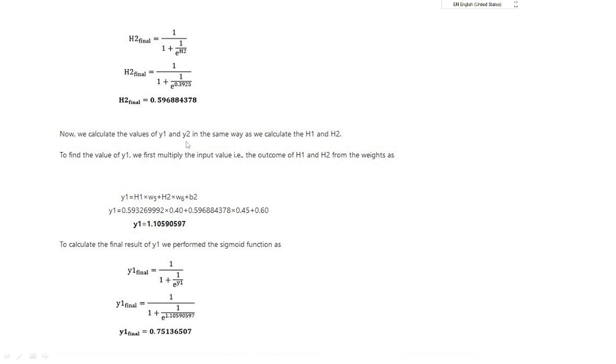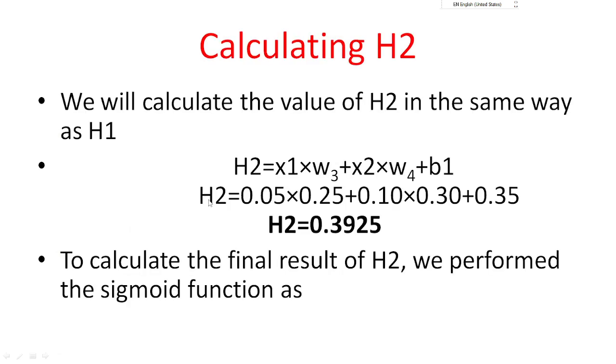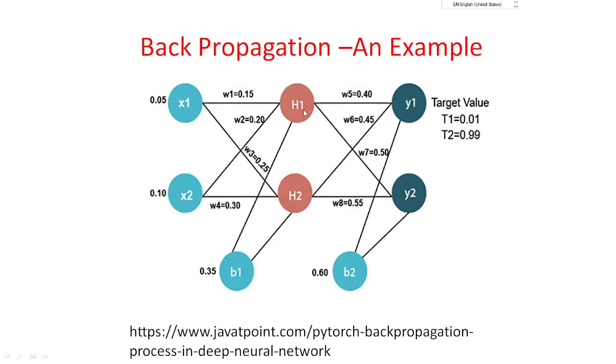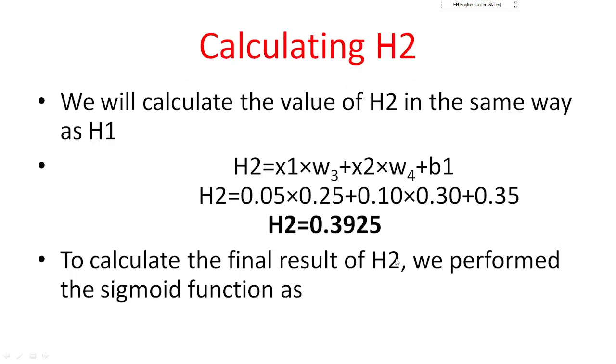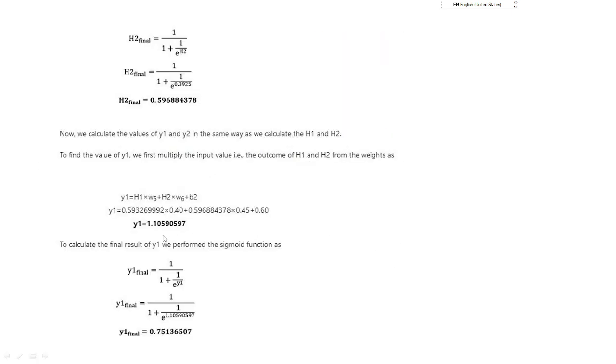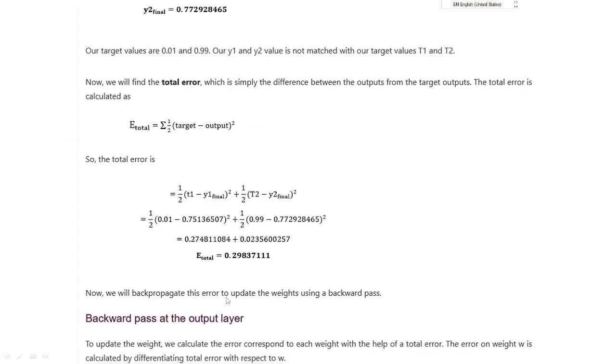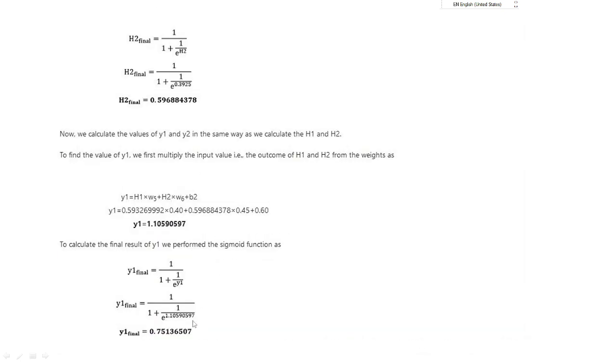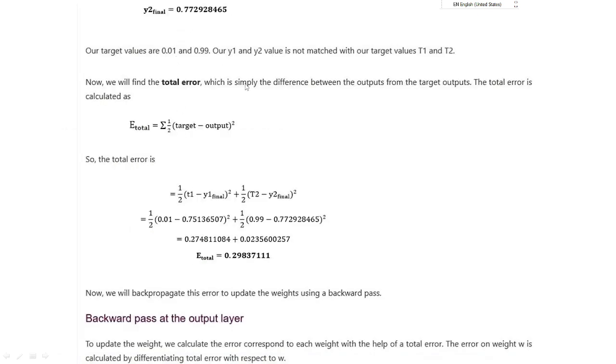Now we calculate the values of y1 and y2 in the same way as we calculated h1 and h2. For y1, you take h1 multiplied by w5. Y1 is h1 multiplied by 0.4 and h2 multiplied by 0.45, plus the bias, which is 0.6. Then to get the final y1, again use the same sigmoid function, 1 by 1 plus e power minus y1. Similarly you can find the final y2. So the final y1 is 0.75 and the final y2 is 0.77.